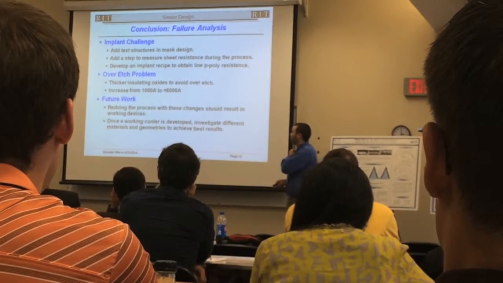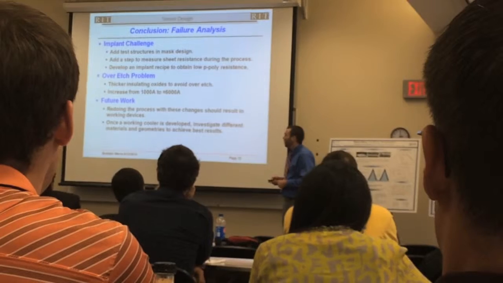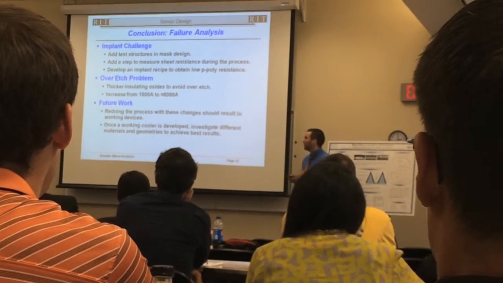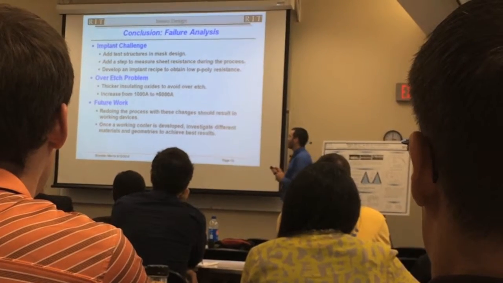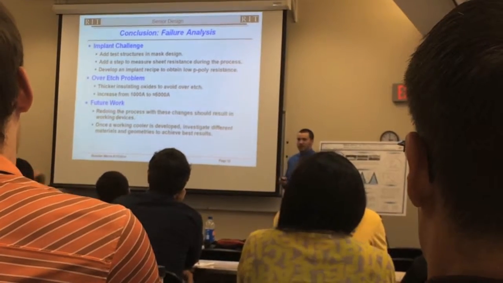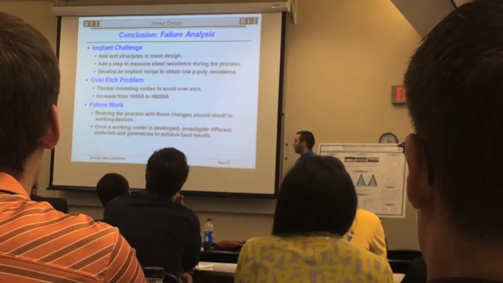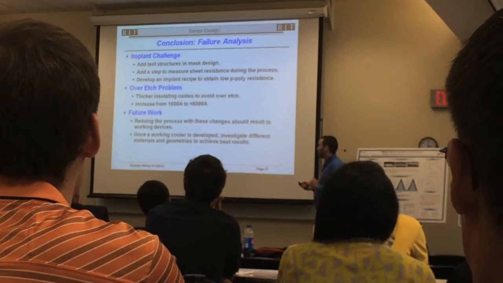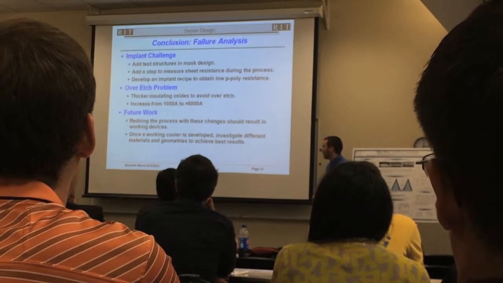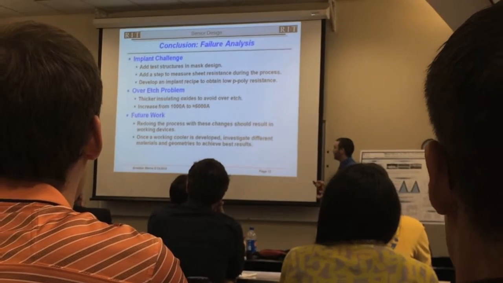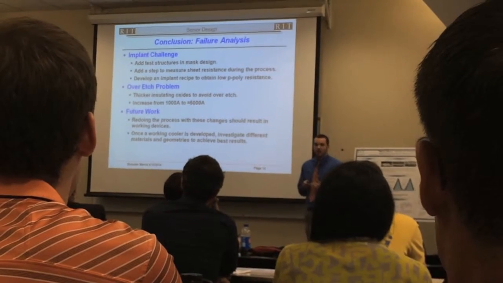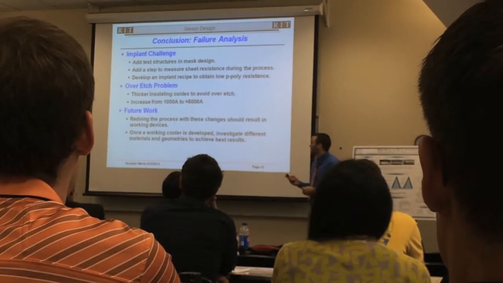So just doing a failure analysis, the implant is the biggest part. So in the process, in the mask design, I would add test structures and add a step to measure the sheet resistance after I've done the implant to make sure it's at the sheet resistance required, since that was so important. And for the oxide overetch problem, simply use a larger insulating oxide to easily solve that. So I'm confident that when these two problems are overcome, this could still create a working device. Just needs a little more work on it.